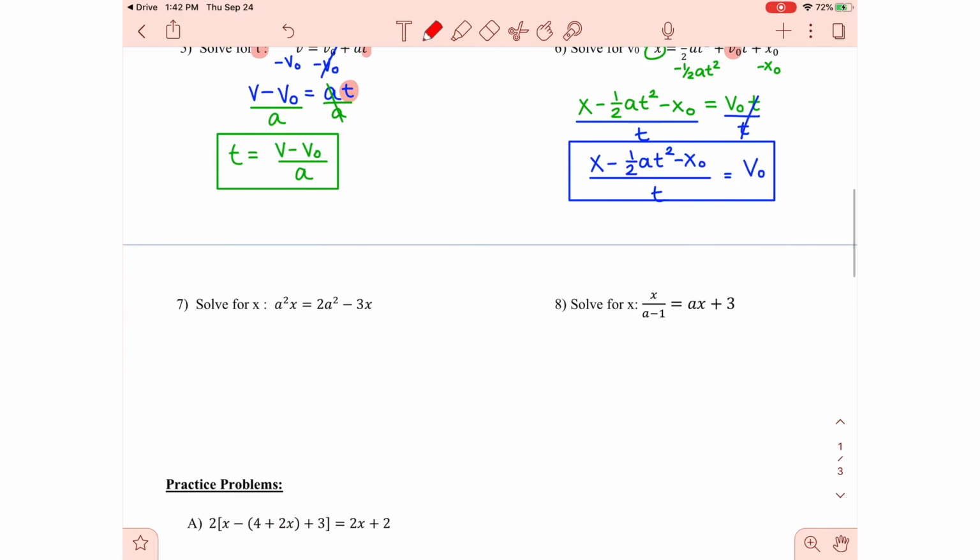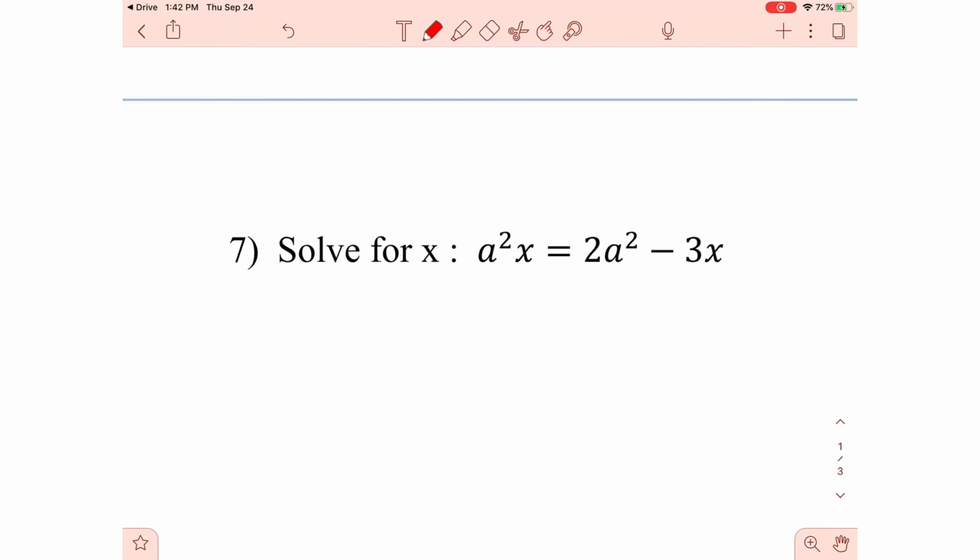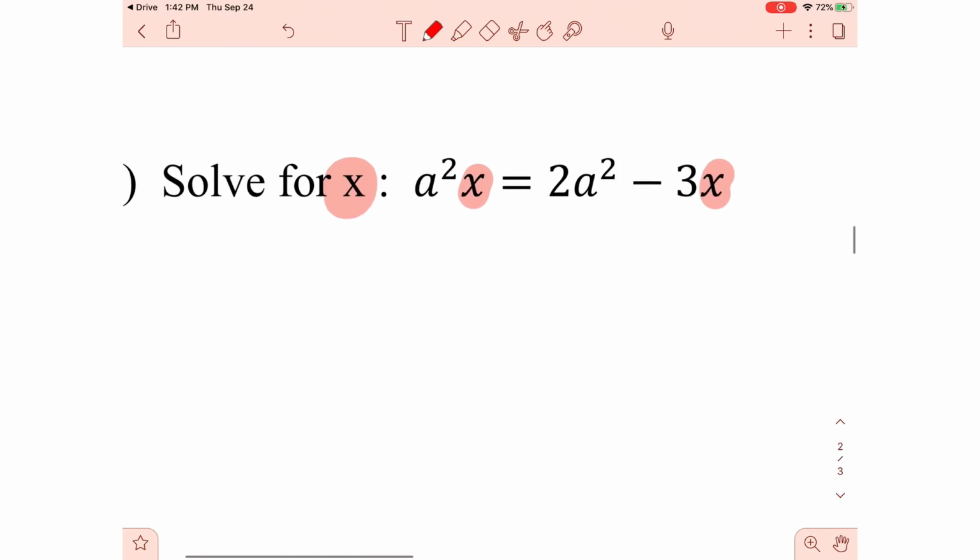Okay, so let's move on to number 7. 7 gets a little more complicated, guys, because it says solve for x. Well, there's 2 different x's. And I would try to combine like terms, but this a squared is going to make it more complicated. Okay, so let's go ahead. The strategy here is to get the x's on the same side to start.